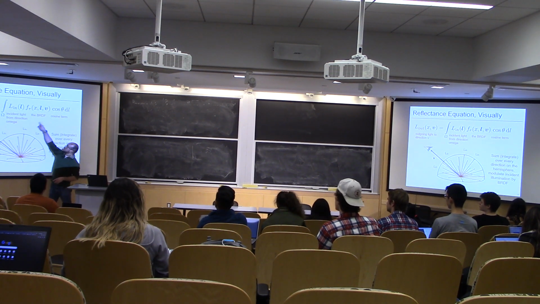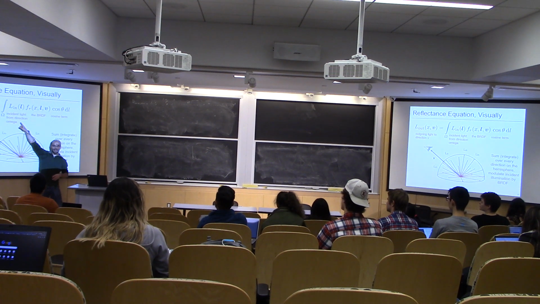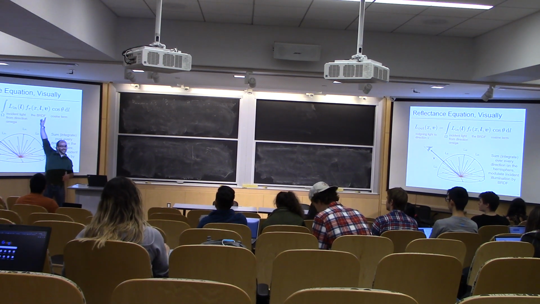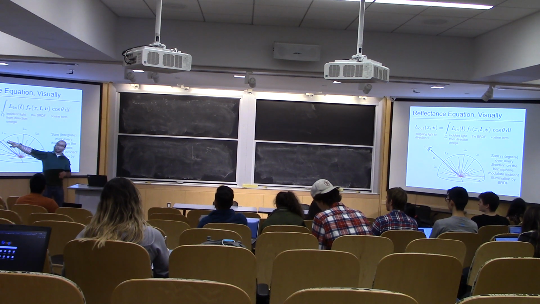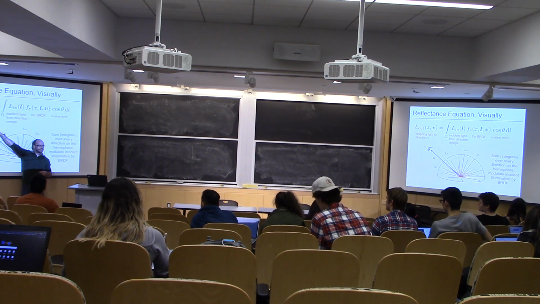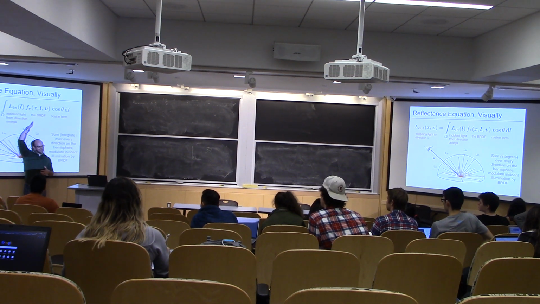So for every possible incoming direction L, I scale the amount of light coming in direction L by the BRDF, which is a function of where I am, the incoming direction, and the outgoing direction. And that's the amount that goes out in the direction V here, right? So what is this saying? This is saying the total amount of light that comes out at V is basically just the integral over all the possible incoming directions scaled by the BRDF. Does that function make sense?